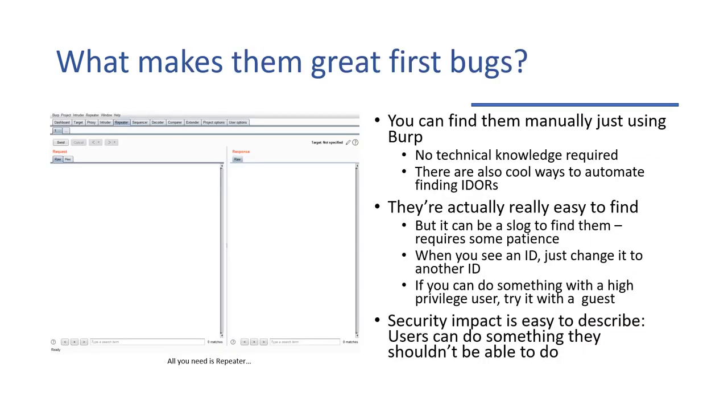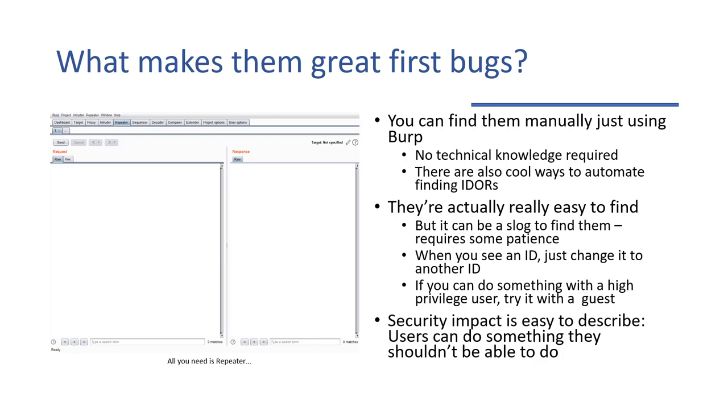So why are these fantastic first bugs? Well, first, you can find them manually in Burp. You don't need to use any automation tools, although there are automation tools. I'm going to put a link below to a video I'm sure you've already seen about automating finding IDORs. And you don't need any technical knowledge. You don't really need to know a lot about how websites work, although it helps a lot to know how websites are built to be able to find locations where they are. They're really easy to find.